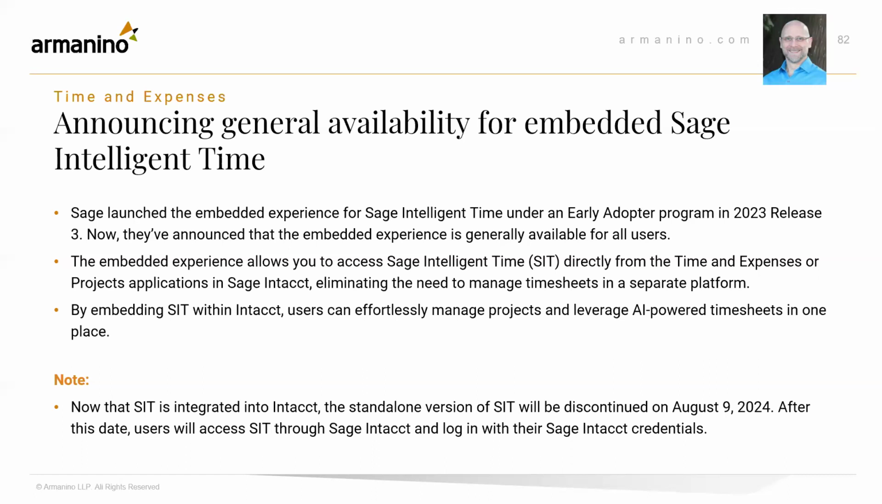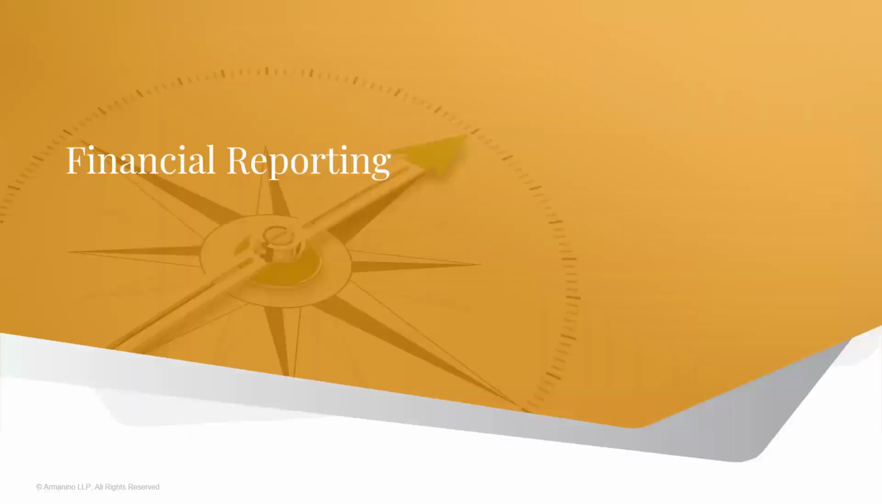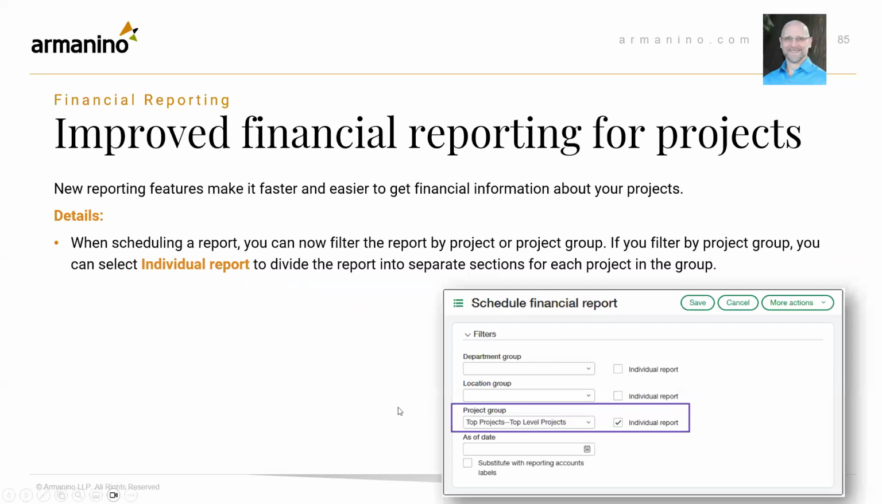Note, now that SIT is integrated into Intacct, the standalone version of SIT will be discontinued on August 9th of this year, so not very long. After this date, users will access SIT through Sage Intacct and log in with their Sage Intacct credentials. Also, keep in mind, it doesn't say on this slide, you're still going to have the SIT mobile app as well. So here you can see the embedded experience. We're actually in Sage Intacct here, and it's SIT instead of going to a separate website like you currently have to do, or you used to have to do. Now you don't have to. Very cool.